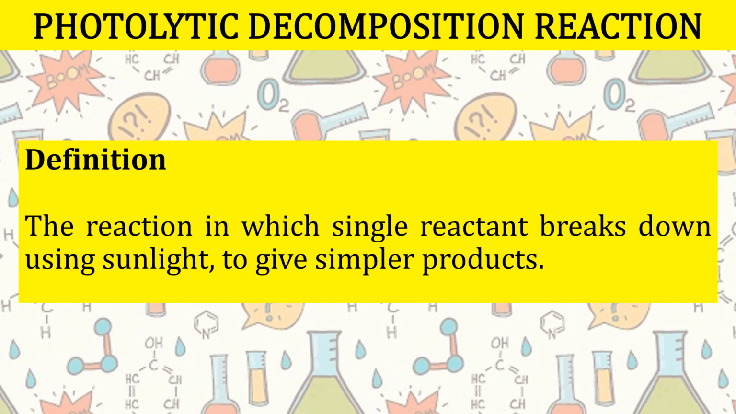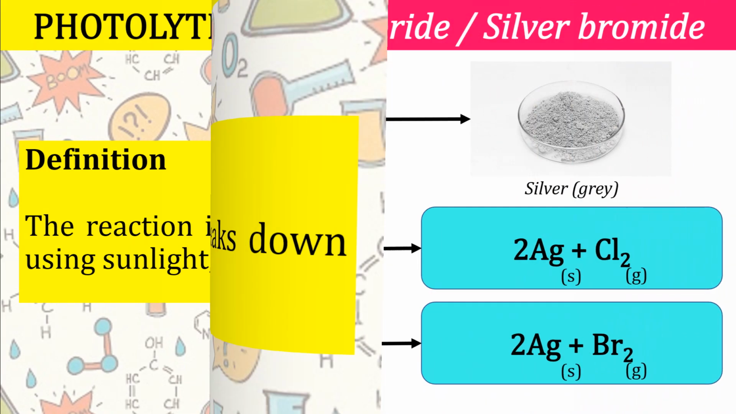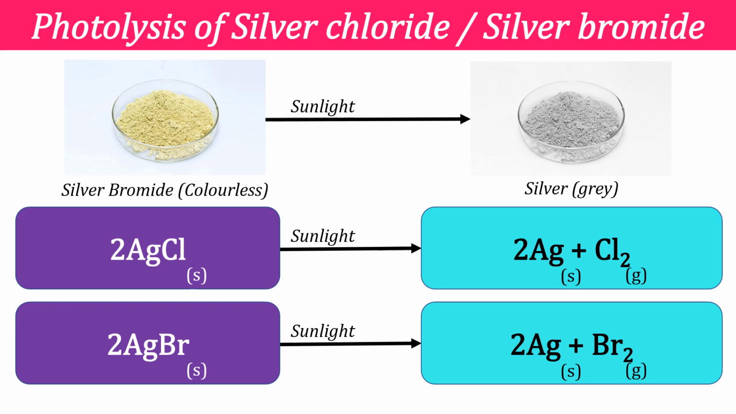We have learnt about thermal decomposition reaction and electrolytic decomposition reaction. Now, let's learn photolytic decomposition reaction. The reaction in which single reactant breaks down using sunlight to give simpler products. Now let's learn photolysis or photolytic decomposition. Photolytic decomposition of silver chloride and silver bromide. On photolysis, that is in presence of sunlight, the white silver bromide powder turns grey to form silver.